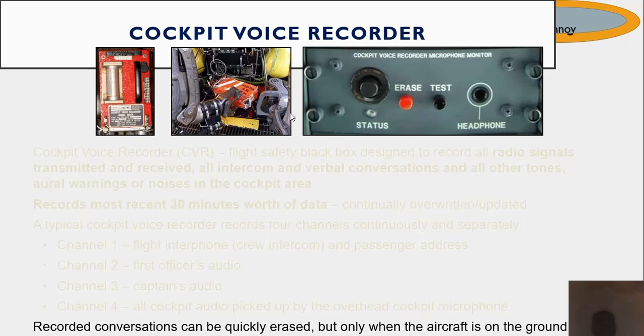The recorded conversations can be quickly erased, but only when the aircraft is on the ground. The park brake is set and the erase button is pressed for 15 seconds. It can be quickly erased only when the aircraft is on the ground. If not on the ground, it can't be erased. And you have to press the erase button for 15 seconds.